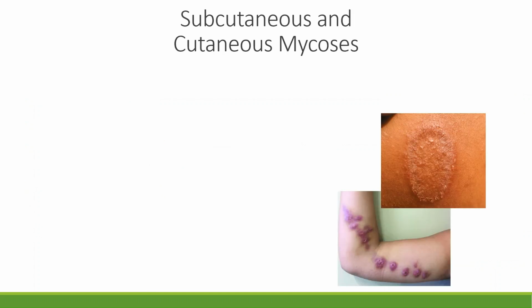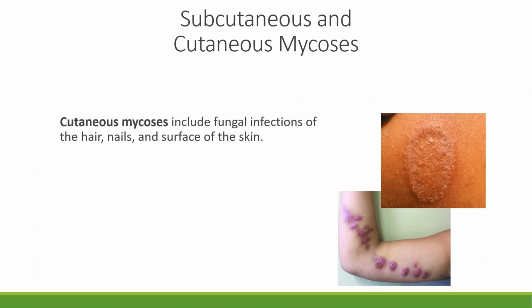Fungus isn't just something you find in old bread. They can invade human tissues too. So cutaneous mycosis affect the hair, nails, and surfaces of the skin. Tinea or ringworm, despite the name, is not actually a worm. This is a fungal infection that spreads in a circular pattern, as you can see in that top image. It's highly contagious, spreading through contact or contaminated objects like fomites. You can get it from pets, towels, gym equipment, etc., etc.